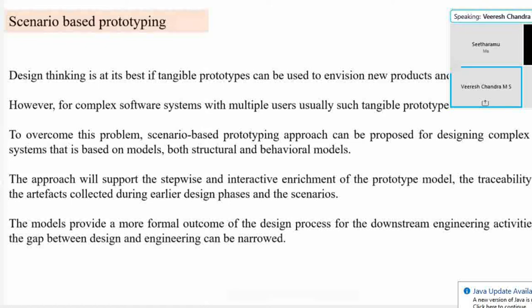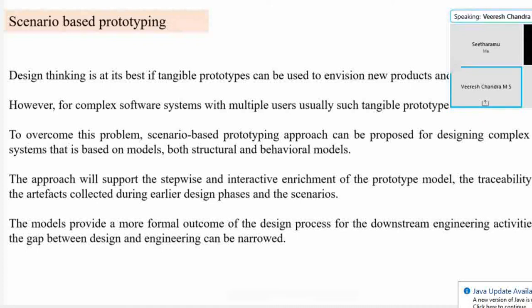Scenario-based prototyping. When I consider a mechanical engineering product, we can build a prototype and say this is how the final product looks like, these will be the parts of it. But when you consider complex software, an app, let us say, there will be multiple end users involved in it. In such a case, tangible prototypes are not at all feasible. In order to overcome this, a scenario-based prototyping approach can be proposed for designing complex software systems, based on models, both structural and behavioral, right?